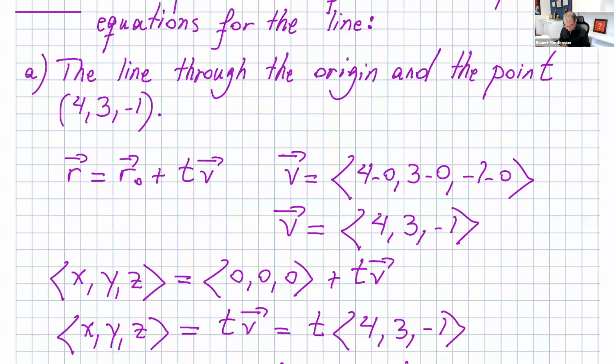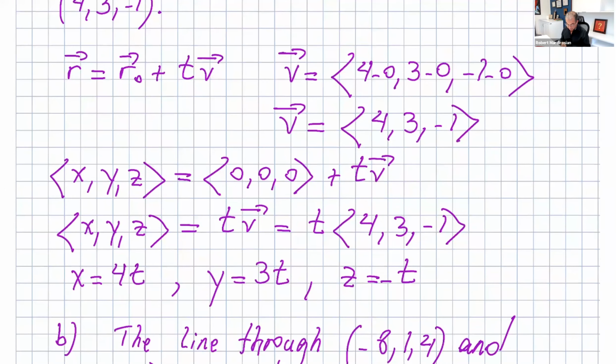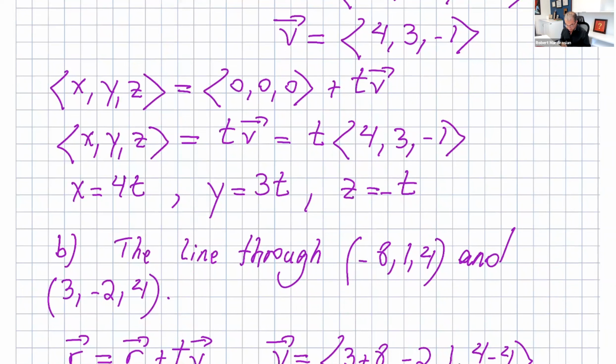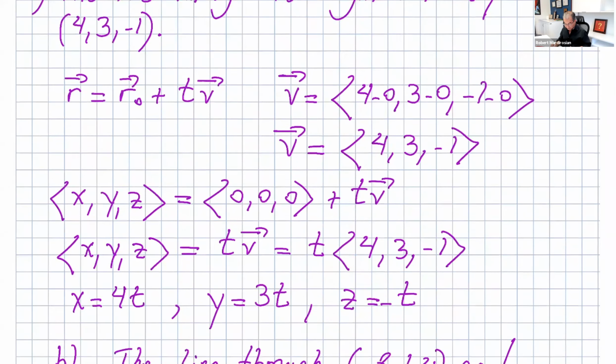Then you can write again, r is x, y, z here. Then you can pick one point on the line, and it doesn't matter which. This line passes through the origin, so it's much easier to use the origin, which is 0, 0, and 0, plus t times v. So x, y, z can be written as t times 4, 3, and negative 1. So you get x equals 4t, y equals 3t, and z equals negative t.